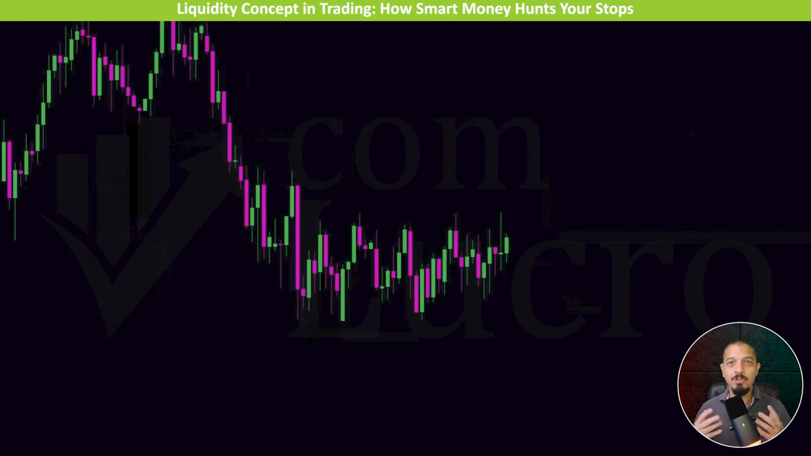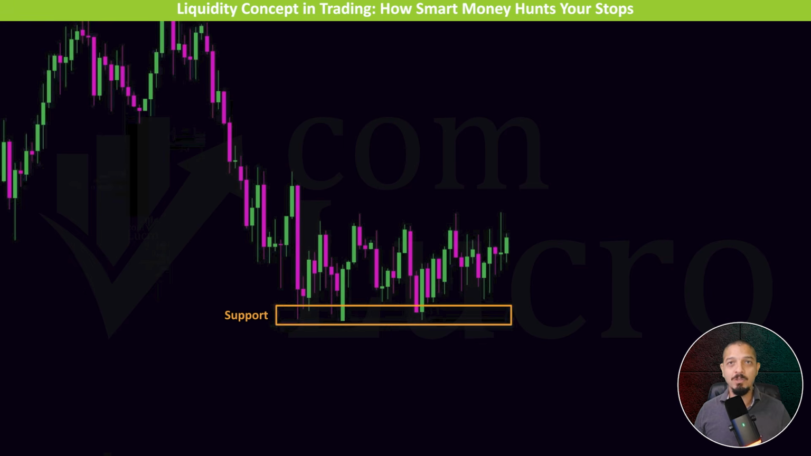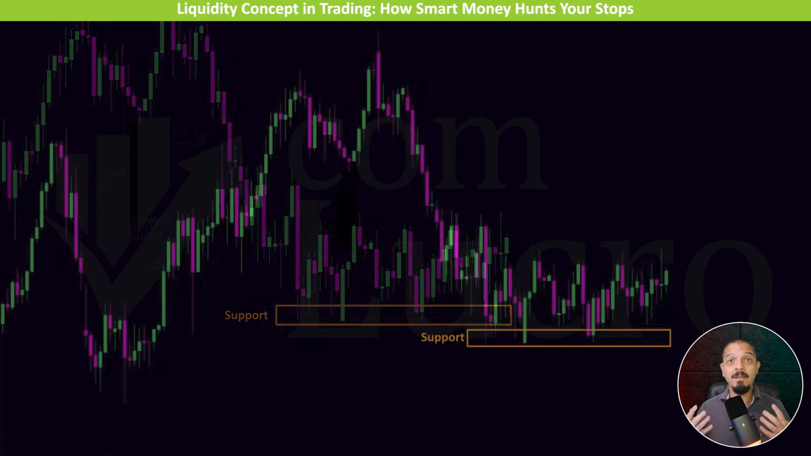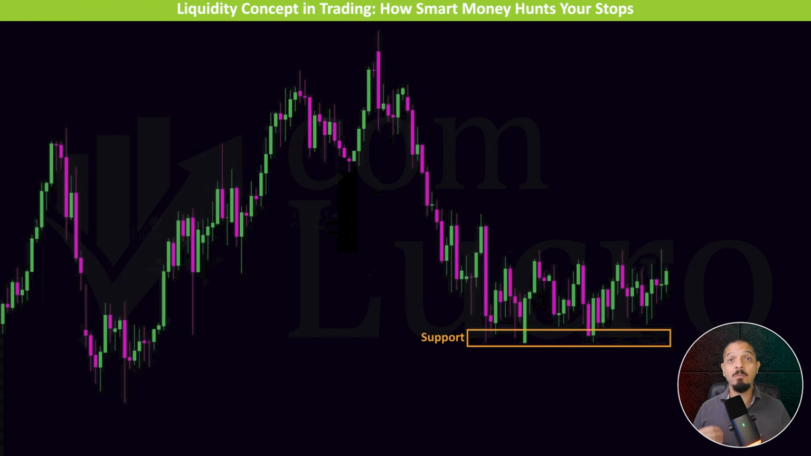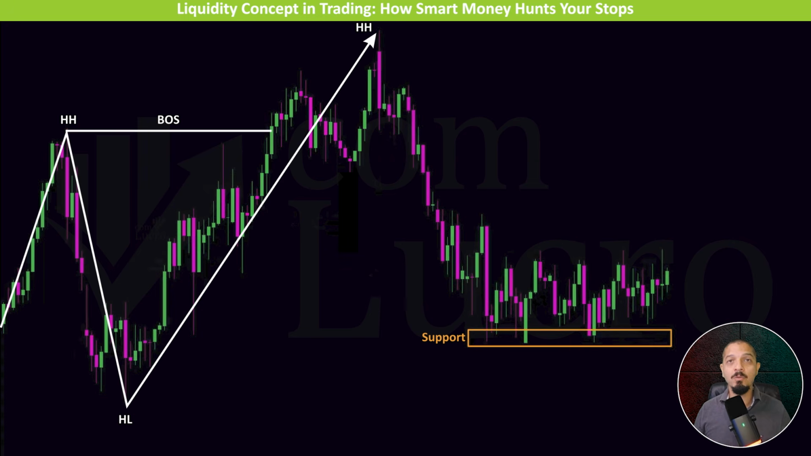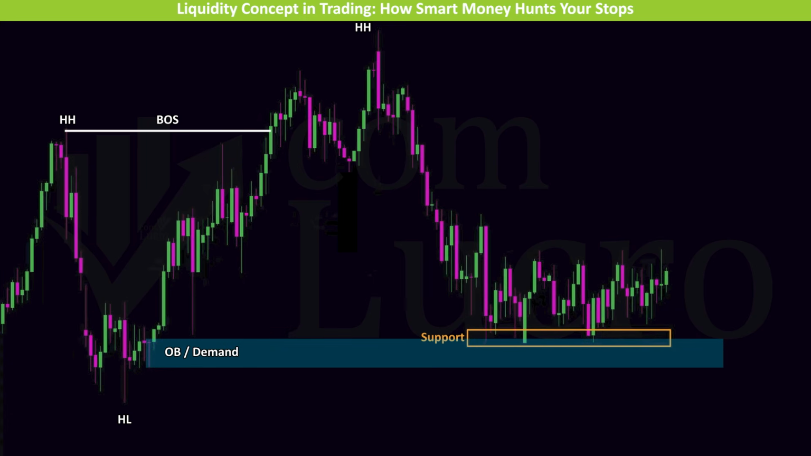Now, what should you observe whenever you analyze a chart? If we study this area, we can notice multiple rejections and bounces. Since price respected this level several times, most traders would mark it as a support level. However, this support did not appear randomly. When we zoom out and examine the broader market structure, price was clearly bullish and produced a break of structure, BOS. This tells us that the real origin of this support is the extreme demand zone.